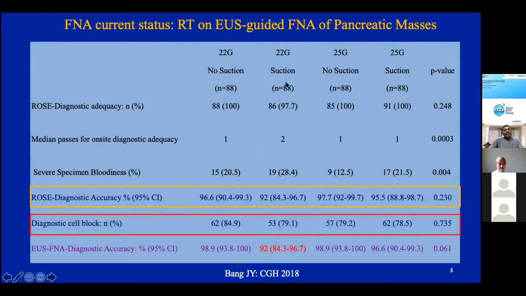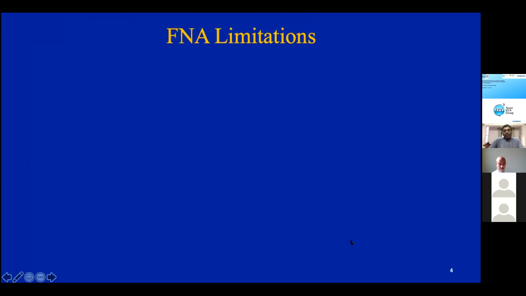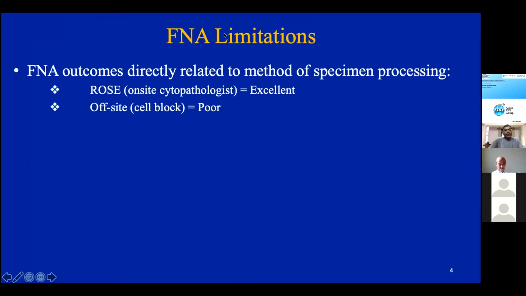So this study tells us that if you have a pathologist in the room, you've got a fantastic outcome. You've got a diagnosis more than 95% of the time. If you don't have a pathologist in the room, we have a major problem. The cell block yield is significantly low, and it is all less than 80 to 85% for most groups. Therefore, this is a summary slide.